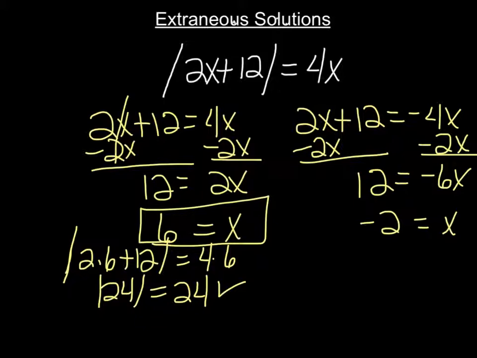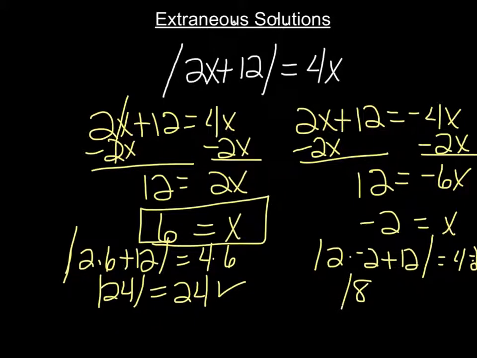That works. Now we're going to substitute negative 2, our other solution. So we have the absolute value of 2 times negative 2 plus 12. Does that equal 4 times negative 2? Okay, 2 times negative 2 is negative 4, plus 12 is 8. So we have the absolute value of 8 equals 4 times negative 2, which is negative 8. Okay, the absolute value of 8 is 8. Is this true? Does 8 equal negative 8?